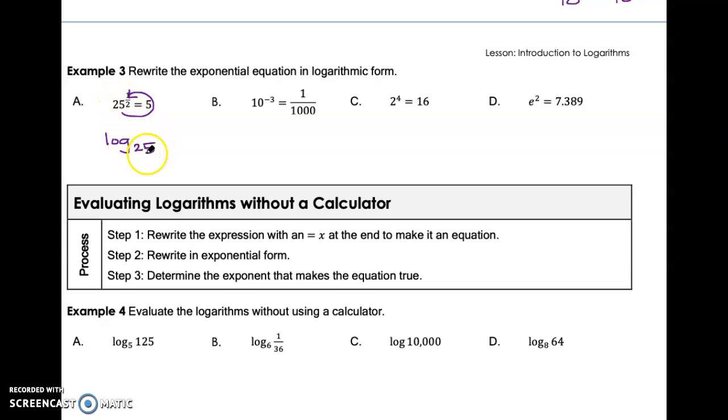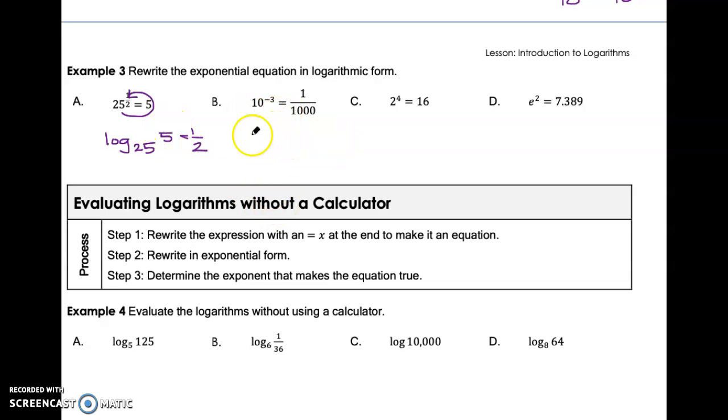So log base 25 of 5 equals 1/2, because remember, the output here, not the argument, sorry, the output is the exponent. So whatever it's equal to should be the exponent. And again, if we think about this 1/2 power, that's a square root, and we know the square root of 25 is 5.